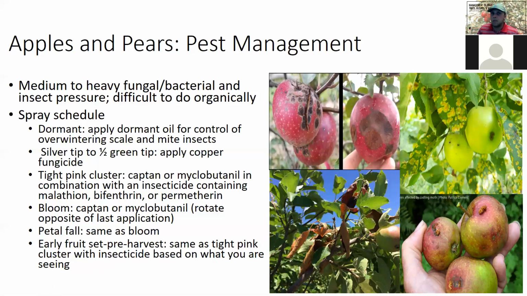Are you seeing Japanese beetles? Are you seeing fruit moth damage? It just depends on what you're seeing. You may not even have to spray this at all. But once they start putting on fruit and it starts ripening, usually the insects come. Codling moth is one that we see a lot of damage from all over the Southeast and really everywhere that apples are grown.